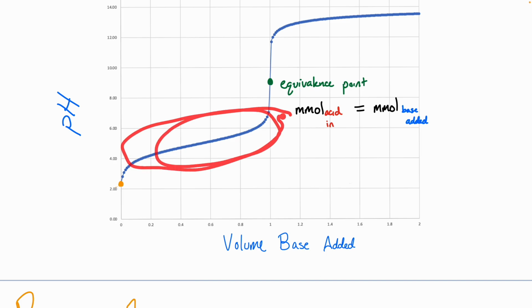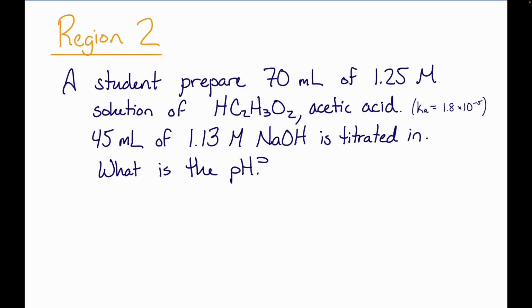So we still have an excess of that weak acid, but now we've started to add base in there. All right, so we're going to take that same solution, 70 mils of 1.25 molar acetic acid. We looked up our Ka value for that acid, but now we're going to add in 45 mils of 1.13 molar sodium hydroxide, and we want to know what the pH of our solution is.